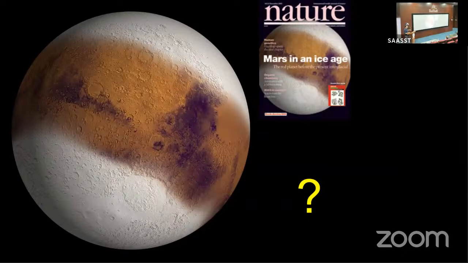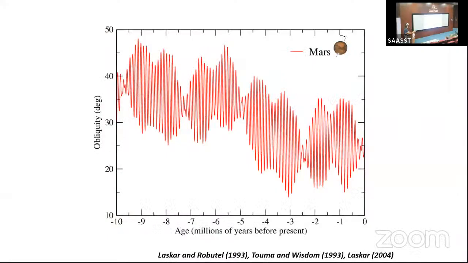It was, in fact, before this mission. And it seems that Mars, recently, a few, maybe hundreds of thousands of years ago, was covered with water ice like that. So what happened? Well, one theory is that it might be due to recent climate change, due to the variation of the orbit and especially of the obliquity.